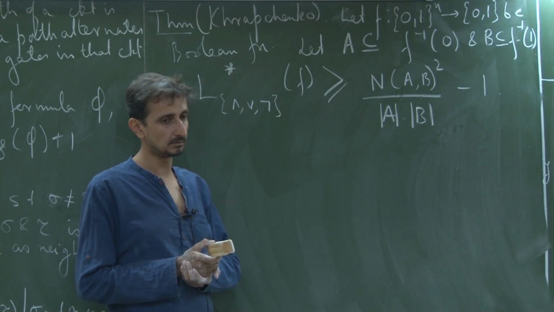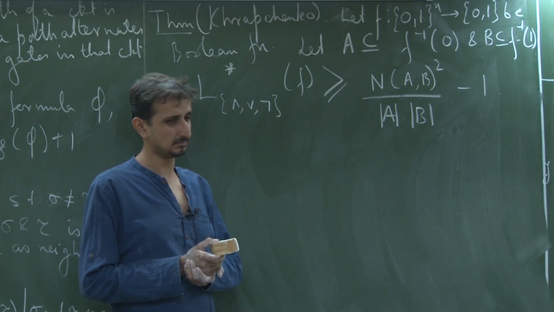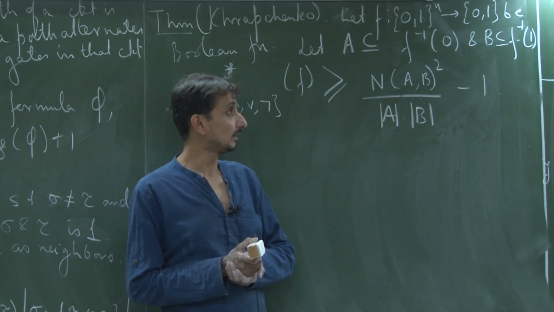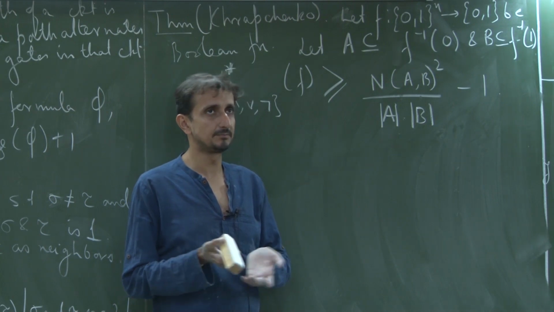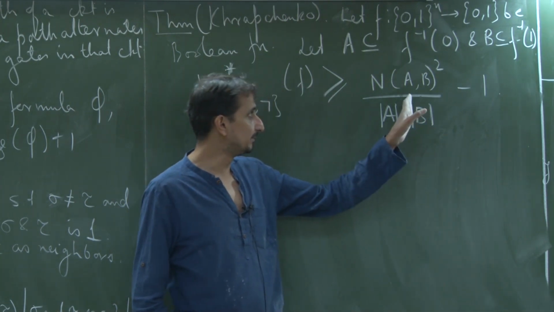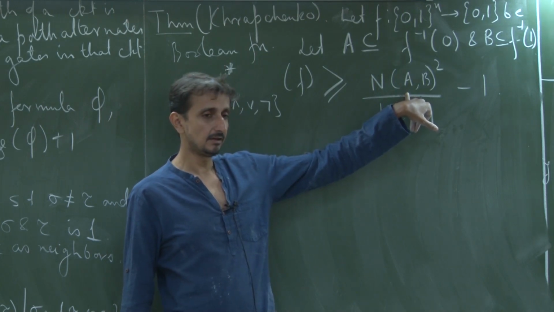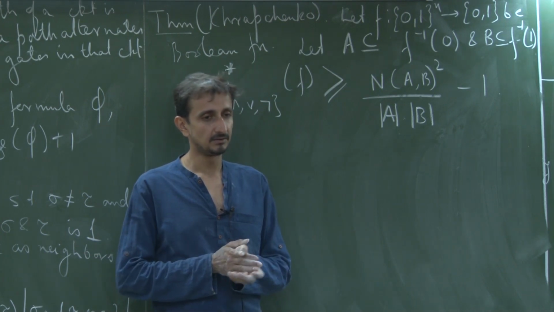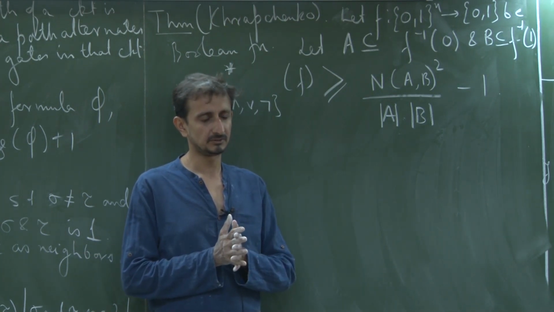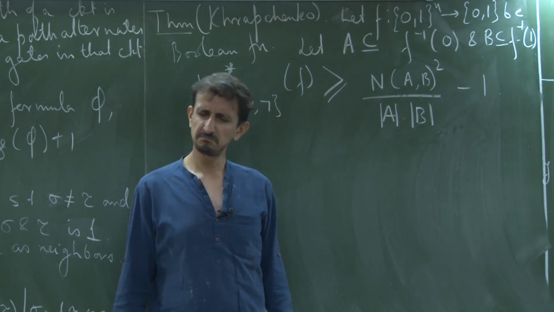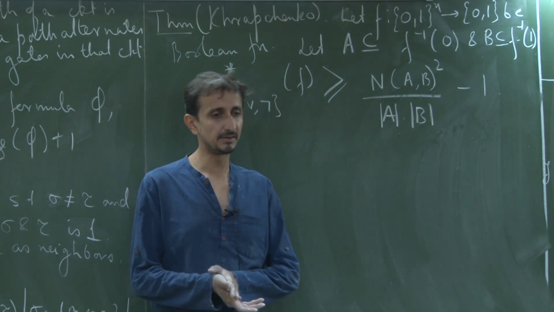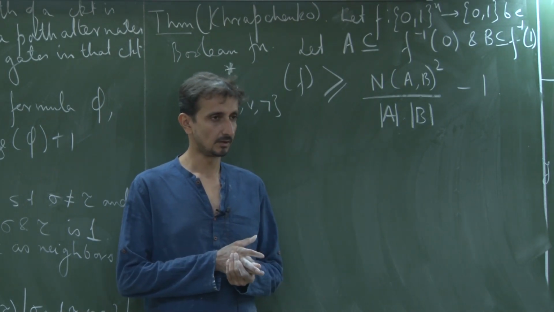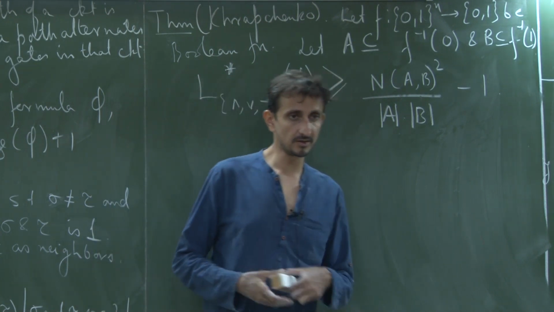So the upper bound is that I take all elements of A times all elements of B, and let us say all of them are neighbors. That is a trivial upper bound. An element can have two neighbors also. It can have more than one neighbor, many neighbors. Okay, thank you.